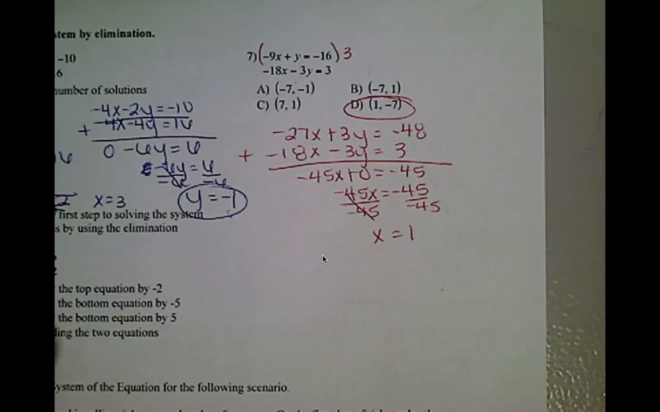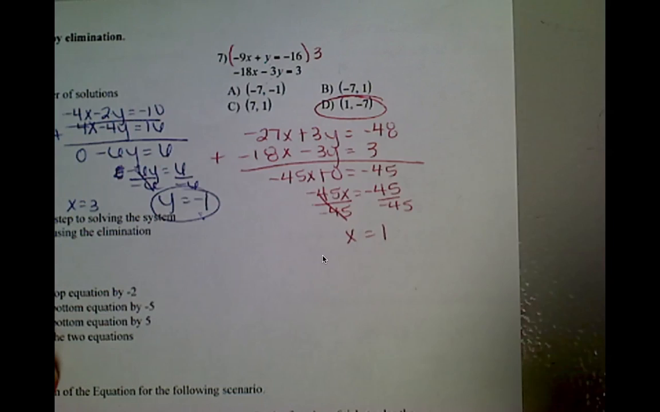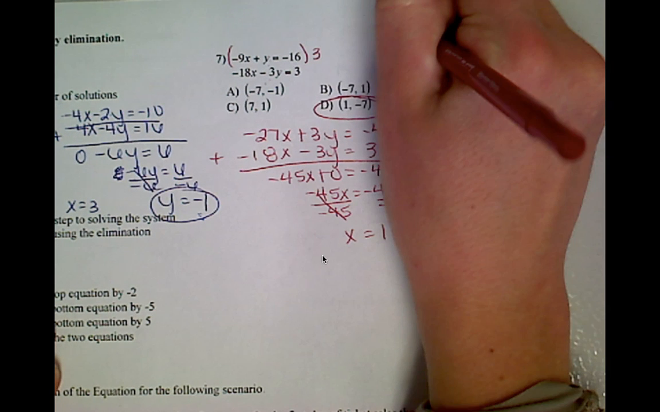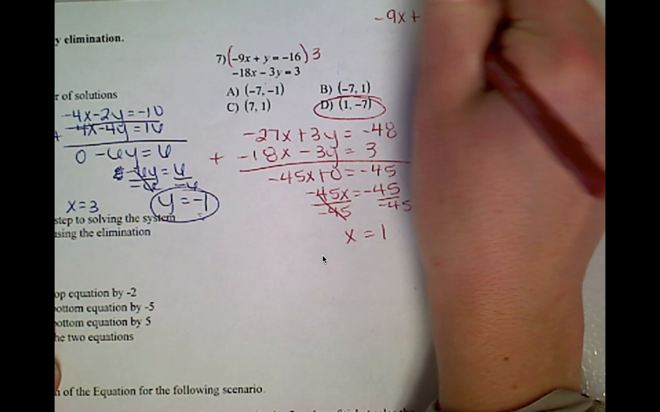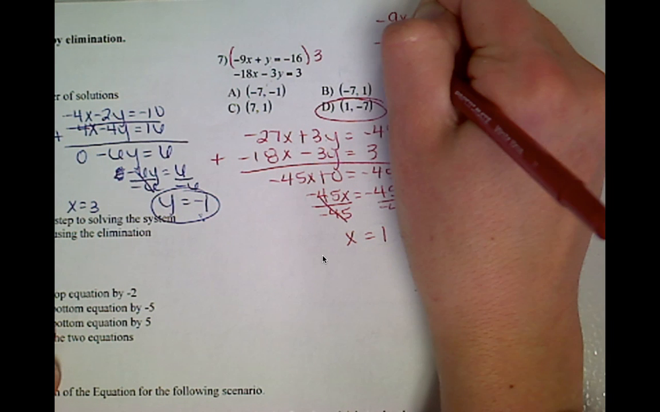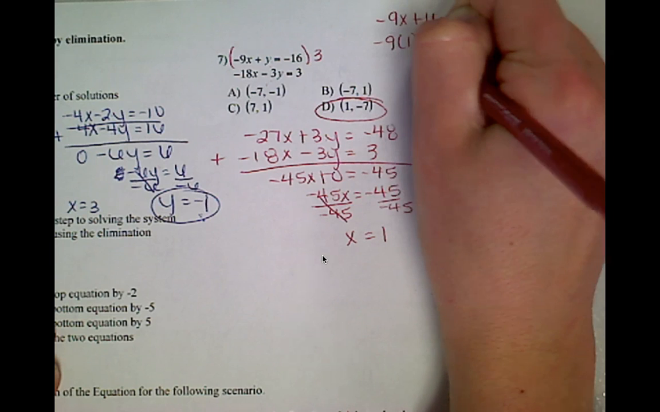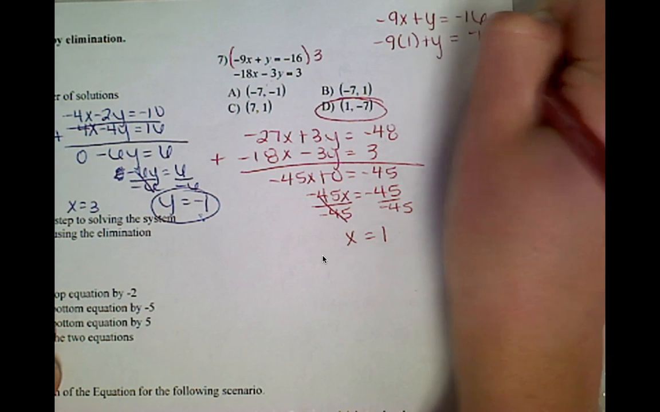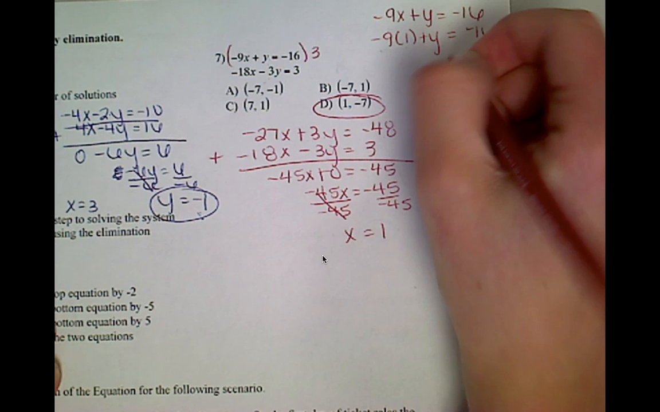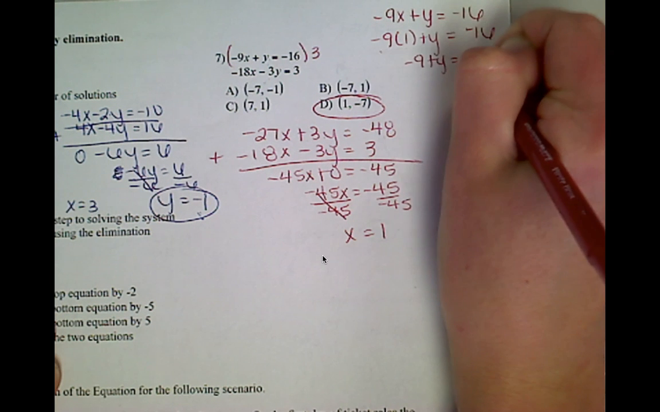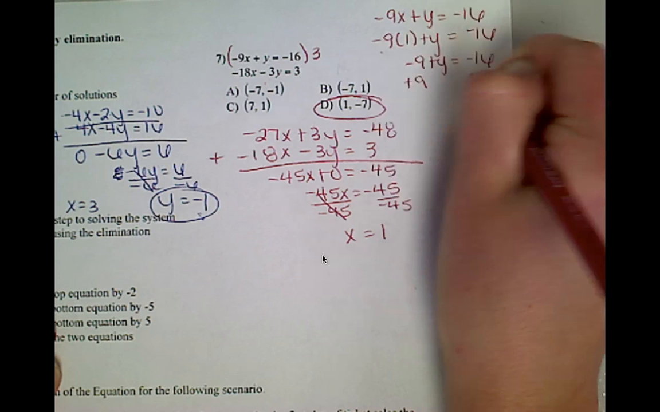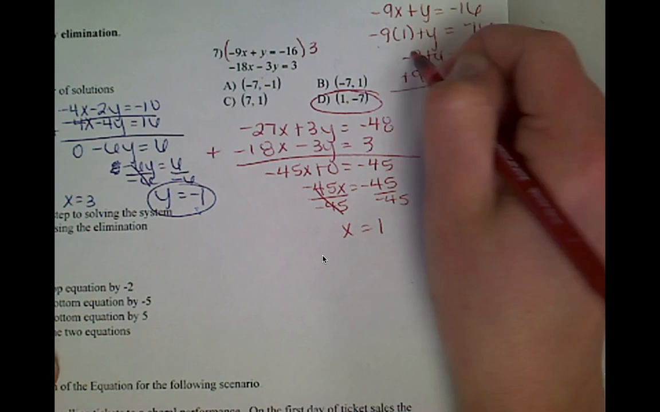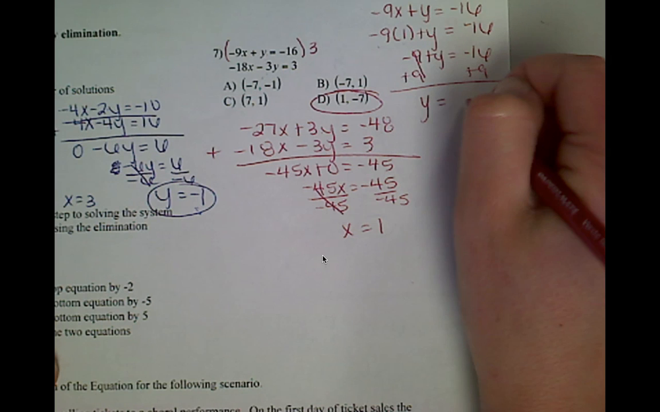So I could stop if I wanted to, but once again I'm going to continue finishing it, okay? So I'm going to substitute in the top equation. So negative 9x plus y equals negative 16. I'm going to do negative 9 times 1 instead of that x because I'm replacing the x with a positive 1. Okay, negative 9 times 1 is negative 9. I'm going to add 9 to both sides to undo that negative 9 being added, and those cancel. I'm left with y equals negative 7.